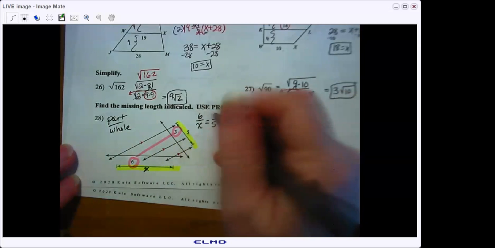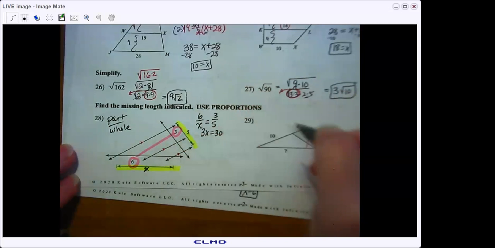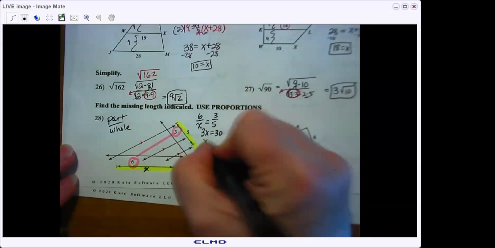So let's go ahead and cross multiply. Cross multiplying, you get 3x is equal to 30. Dividing by 3, we get x equals 10.